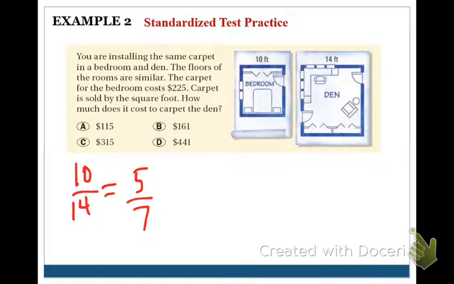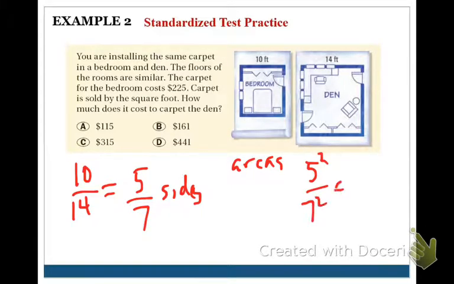This is the gist of this section. We have the ratio of sides. We need to know the ratio of areas. What do I do? Kennedy? Raise the power to. Yeah, we square them. So we have the ratio, this is sides, right here. We need areas. The areas are going to be 5 squared over 7 squared, which is equal to 25 over 49. Right? It's 25 to 49 is the ratio of the areas.